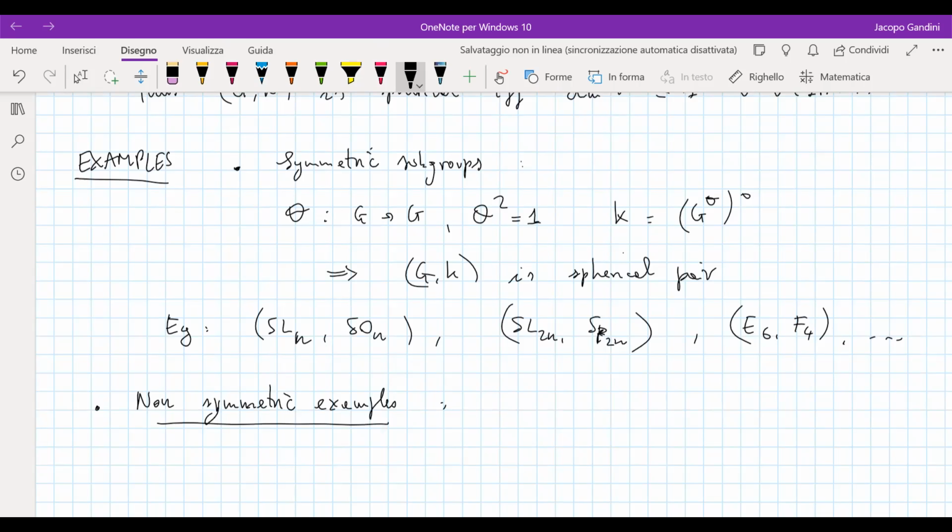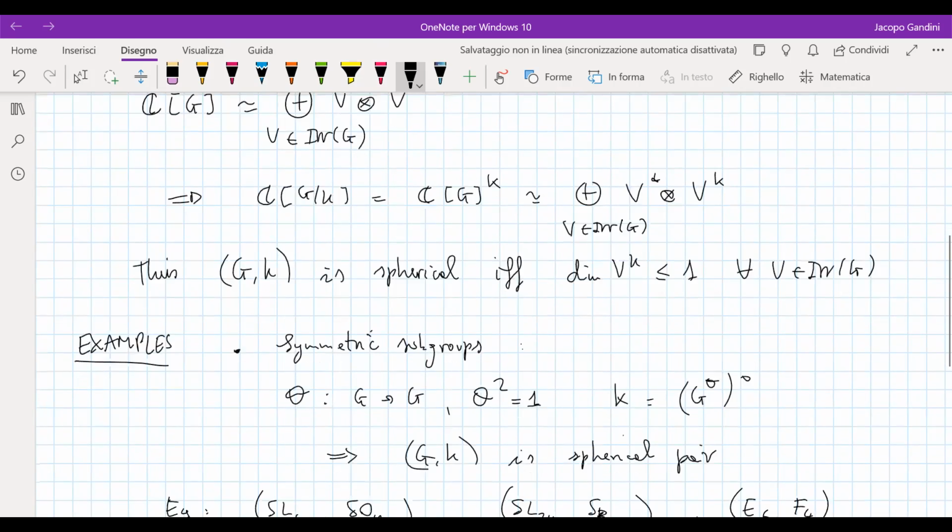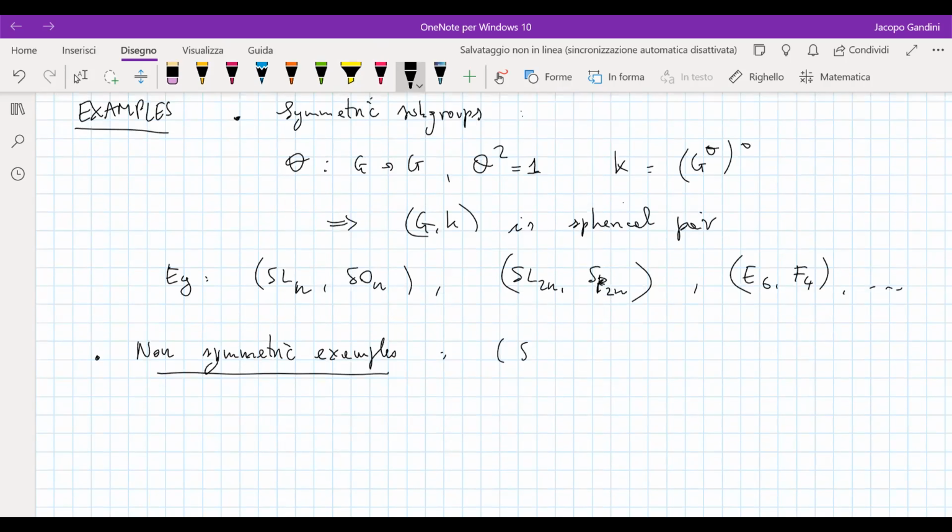So let me give 3 of them. For instance, we have SL(2n+1) over Sp(2n). Well, Sp(2n) sits inside SL(2n), which sits inside SL(2n+1). Or also we have SO(2n+1) over GL(n), or also SO(8) over G2. This last one is famous because it's the triality.